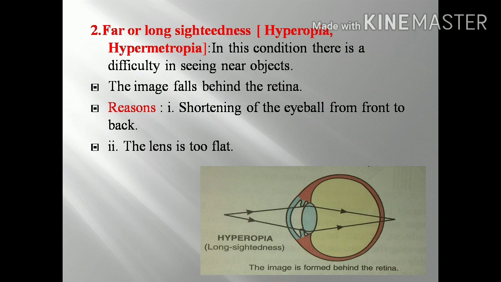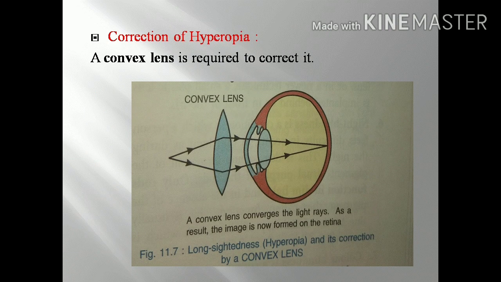Reasons are the shortening of the eyeball from front to back, and the lens is too flat. These are the conditions for long sightedness. In the diagram you can observe the light rays are joined behind the retina region.